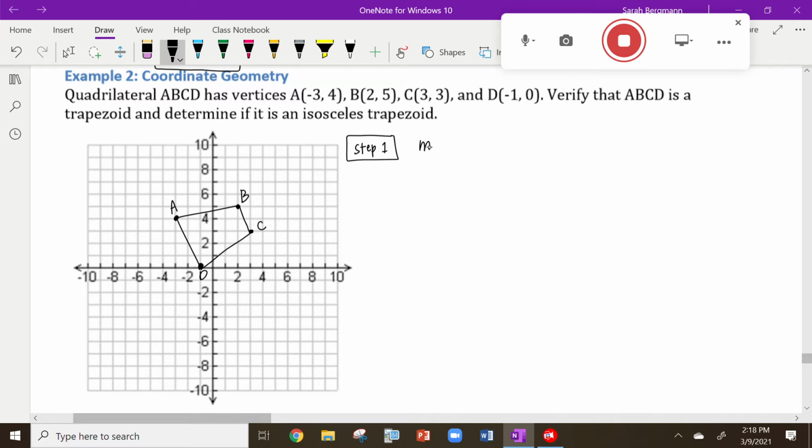So first, I'll find the slope of AD by doing rise over run. I have to go down 4 and over 2, so that's negative 4 over 2, which could reduce to negative 2 over 1. Next, let's find the slope of BC, the opposite side. That one's also down 2 over 1, so the slope is also negative 2 over 1. That means that AD is parallel to BC.